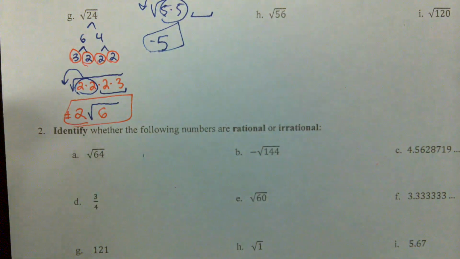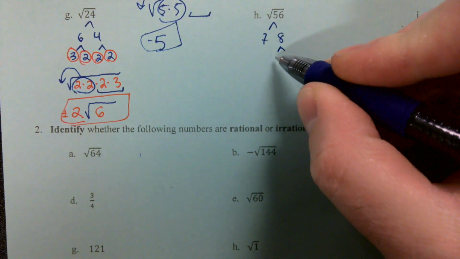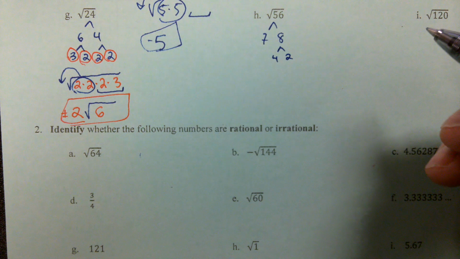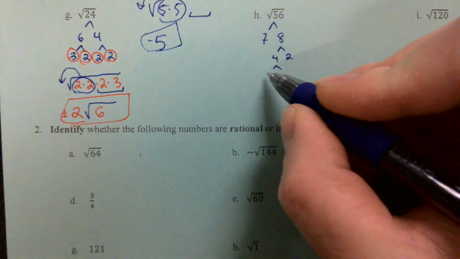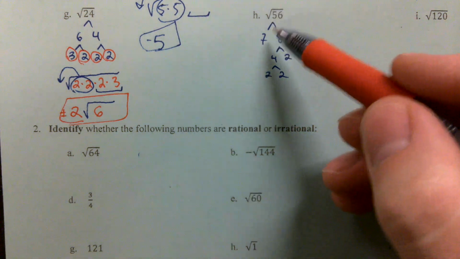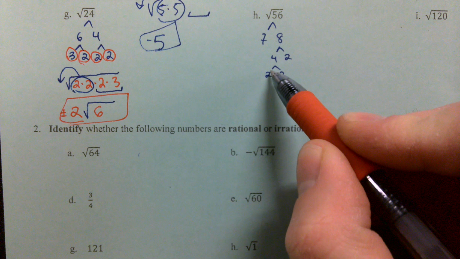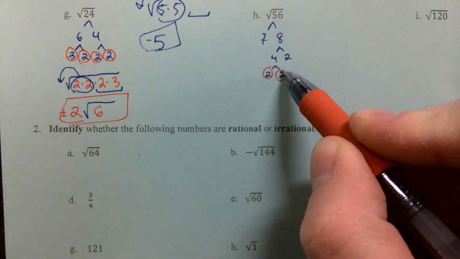7 and 8. Can I break up 7 at all? Can I break up 8 at all? Okay, what do I do? 4 and 2. How can I break up 4? 2 and 2. So again, I'm looking at all my end points of these branches. I'm not going to circle up the 4 because we turned it into a 2 times 2.